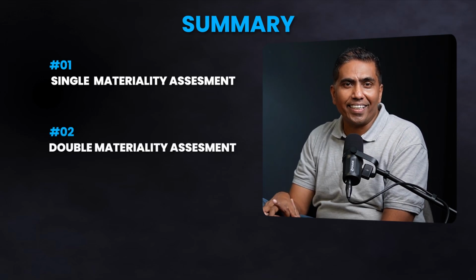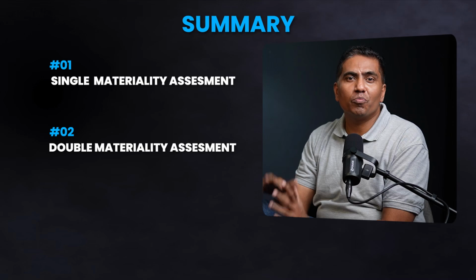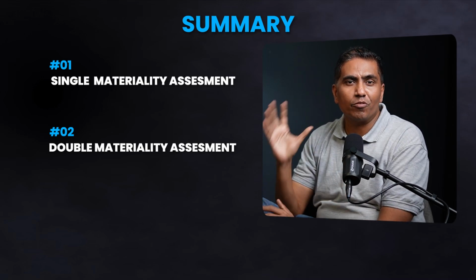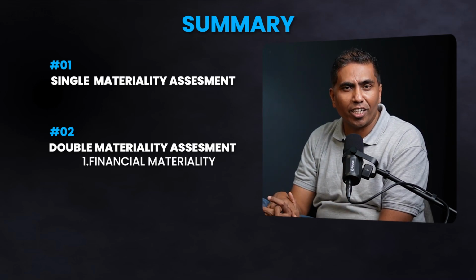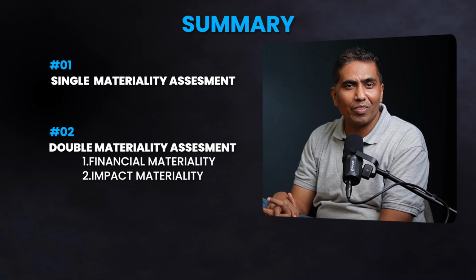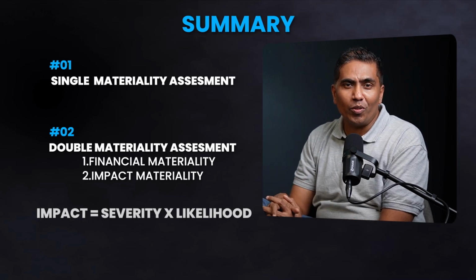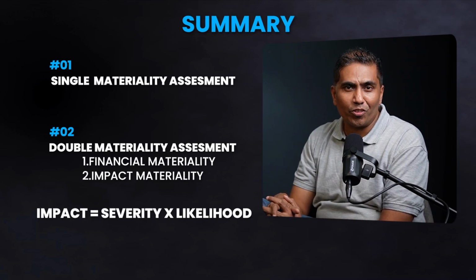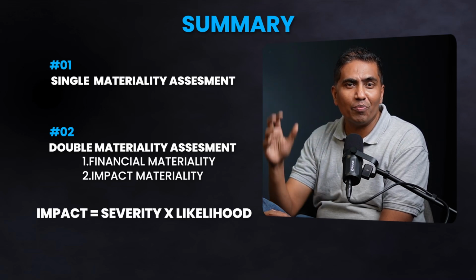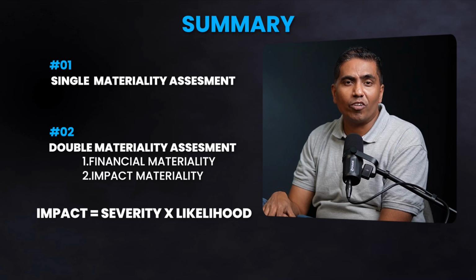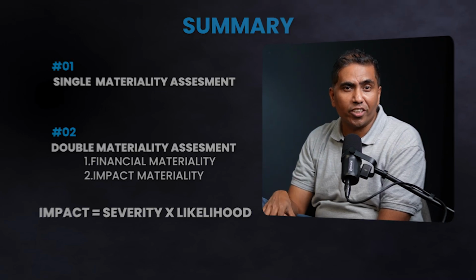In double materiality, you have to do the same exercise for both material areas. That is for financial materiality as well as for impact materiality. The equation remains unchanged. Severity into likelihood is the impact calculation. Here, when it comes to financial materiality, you are focusing on financial impact, whereas in impact materiality, you are focusing on the other non-financial impact.